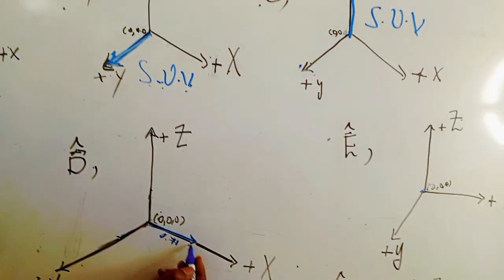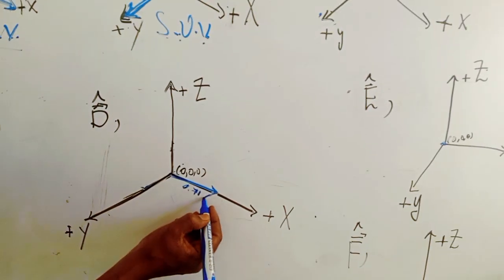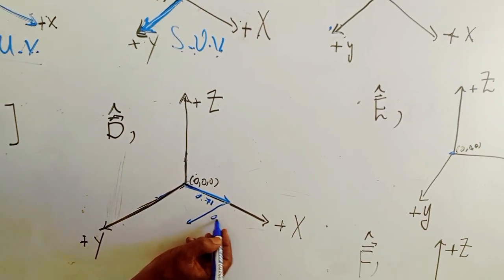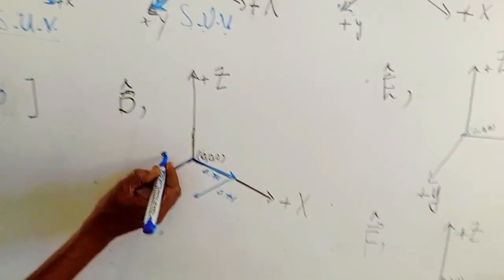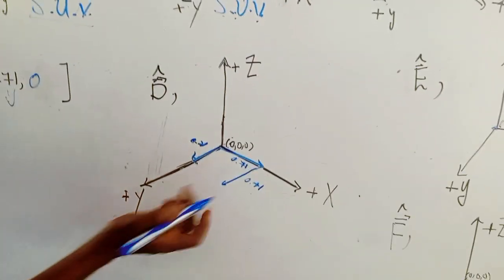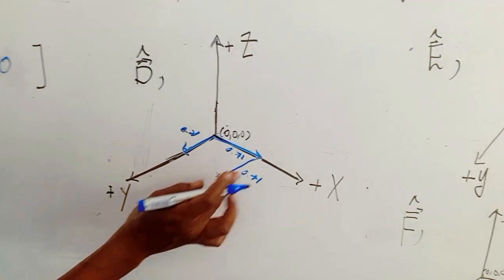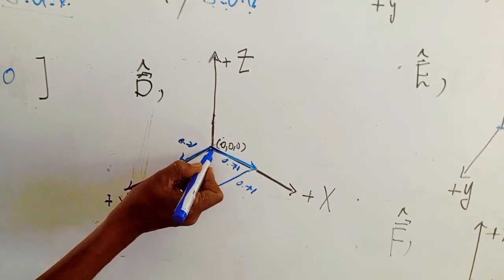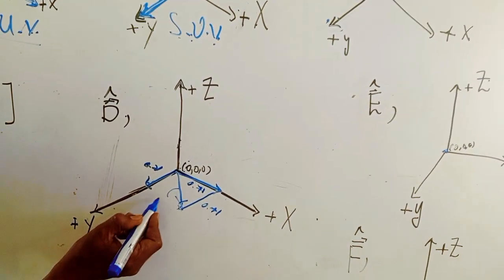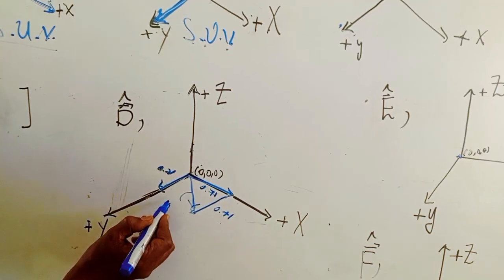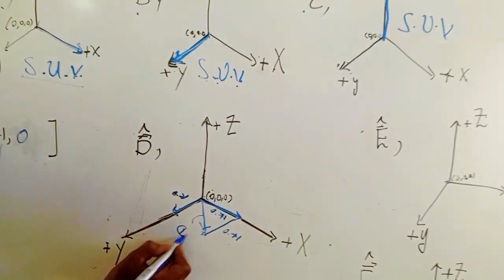Then it lies also 0.71 along the y. This means the same, 0.71 along the positive y. Then if you connect these two points, the unit vector lies here. This is the unit vector. Its magnitude is 1.